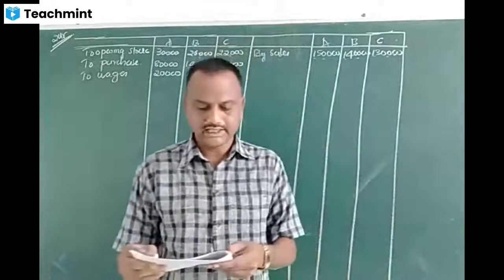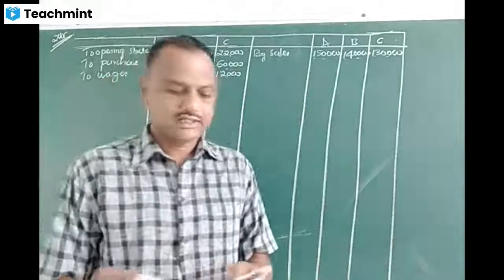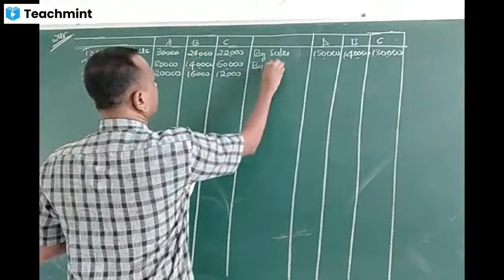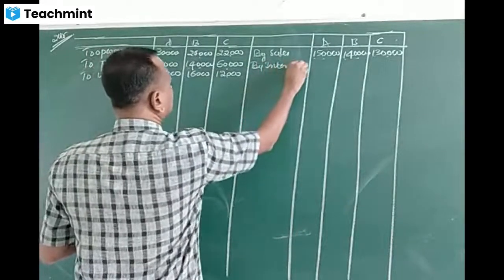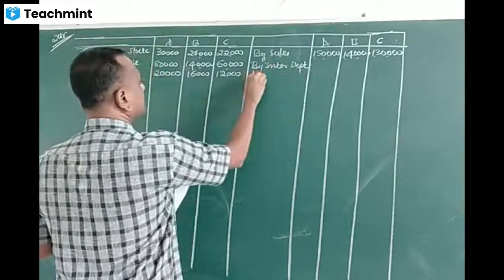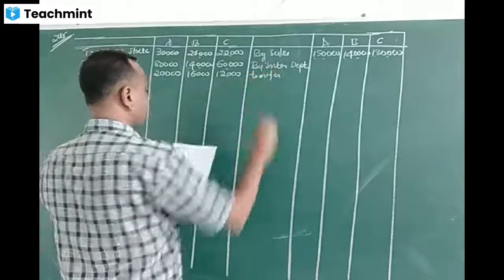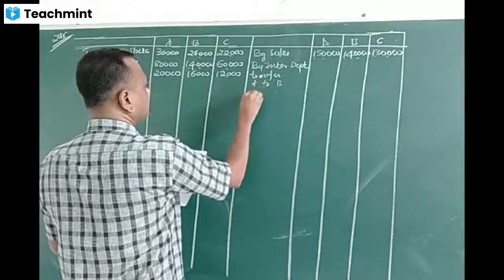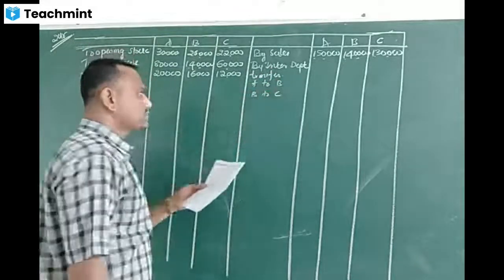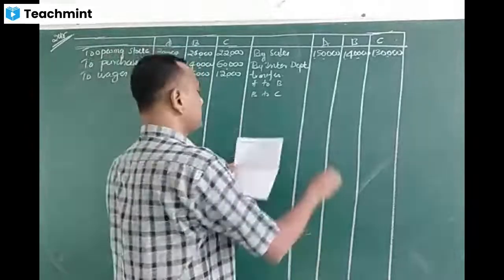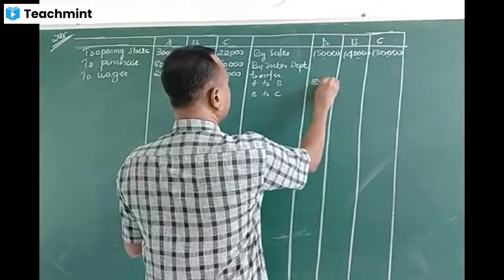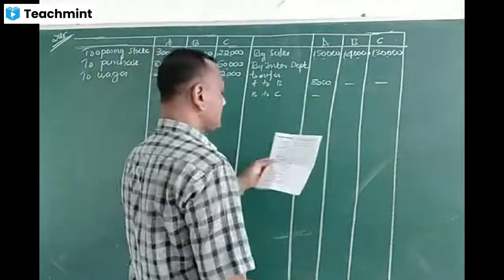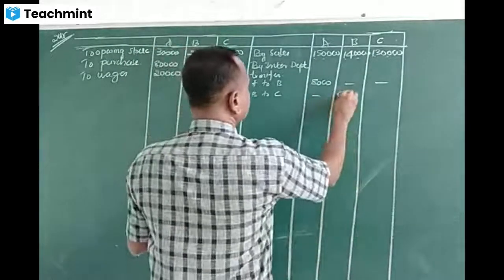A to B and B to C. So first we have to record the interdepartmental transfer A to B and B to C. A to B means A is selling to department B 8,000, and B to C, here B is selling to department C 6,000.